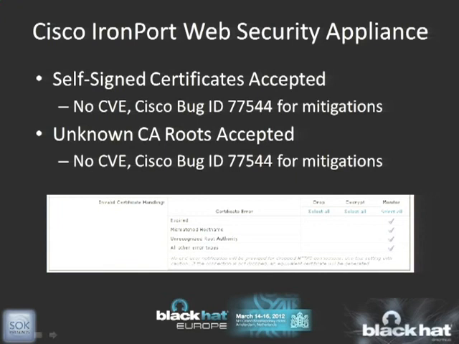The first two issues are closely related, self-signed certificates and unknown CA routes, both being accepted. There's no CVE for these. This is a configuration issue, essentially. In the default configuration, an IronPort will accept self-signed and untrusted routes. However, the bug ID gives you some mitigating steps. There's a screenshot here that shows some of the configuration. And essentially, you see everything is marked as monitor. That's Cisco's name for what I call pass-through. They're still intercepting, but they're passing client certificate errors on to the client.